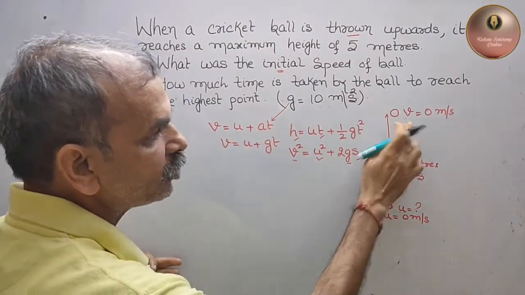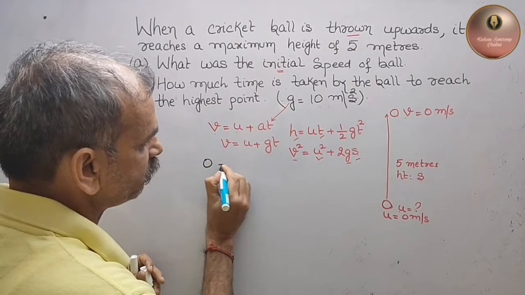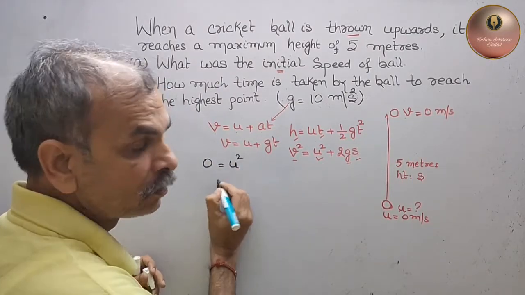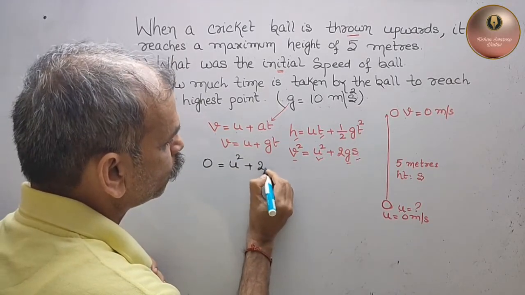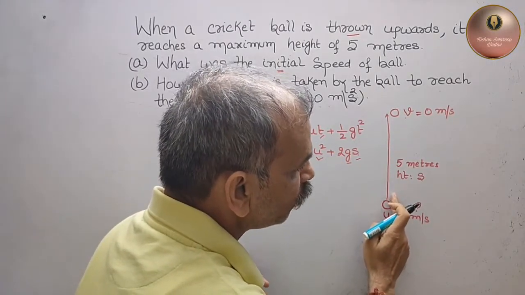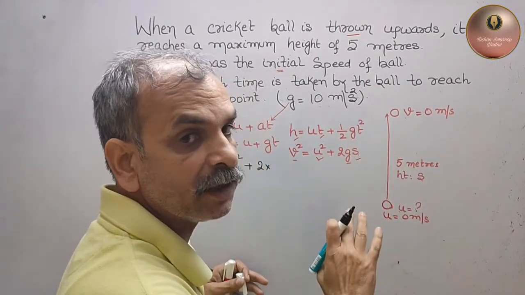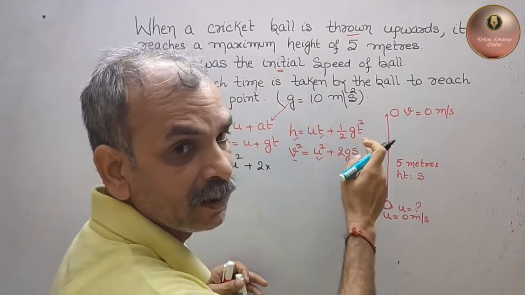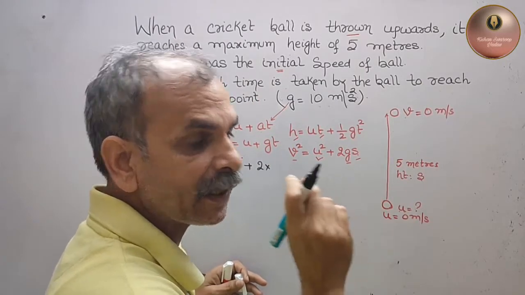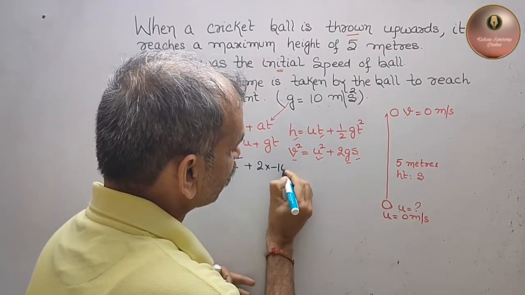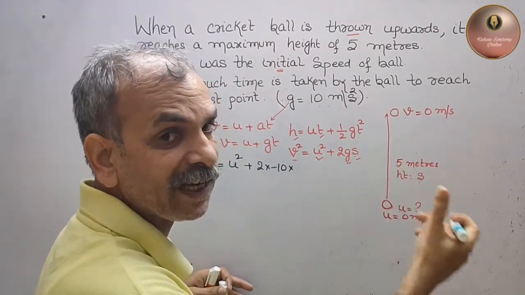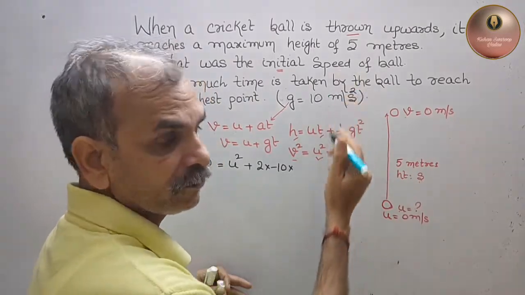V square. V is 0. So we can say 0 is equal to u square, u we have to find out, plus 2 into g. You can see the ball is moving upward, that means against gravity. So they have given 10, that is towards gravity, so now we can say it's a minus 10. Minus 10 into s, means distance, or we can say h. So that is your 5.